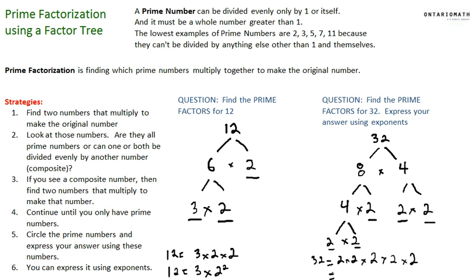Or, easier, I can express it as 2 to the exponent of 1, 2, 3, 4, 5. So, not 25, but 2 to the exponent of 5. So, there's a quick lesson. I hope it helps, and give it another watch if you want to read through the strategies and fully understand it. And thanks for watching.